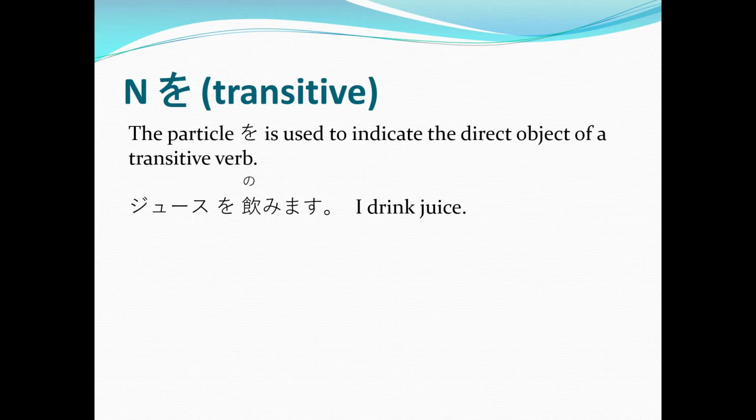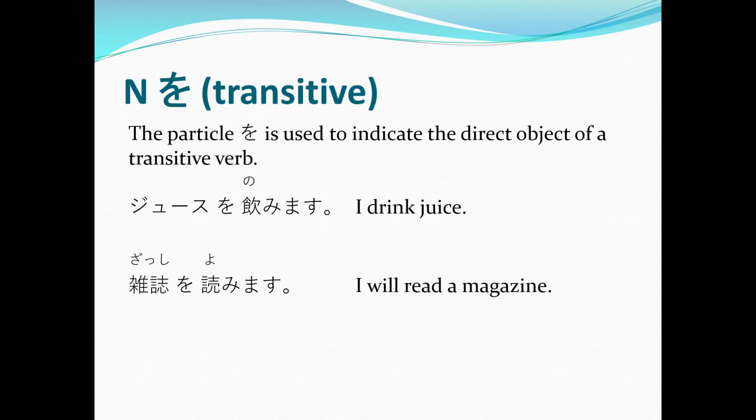Next example, zasshi o yomimasu. Again, zasshi o yomimasu, which means I will read a magazine. In this example, zasshi, or magazine, is the direct object that receives the action yomimasu, or to read. Therefore, the Japanese particle o links the noun and the verb together.